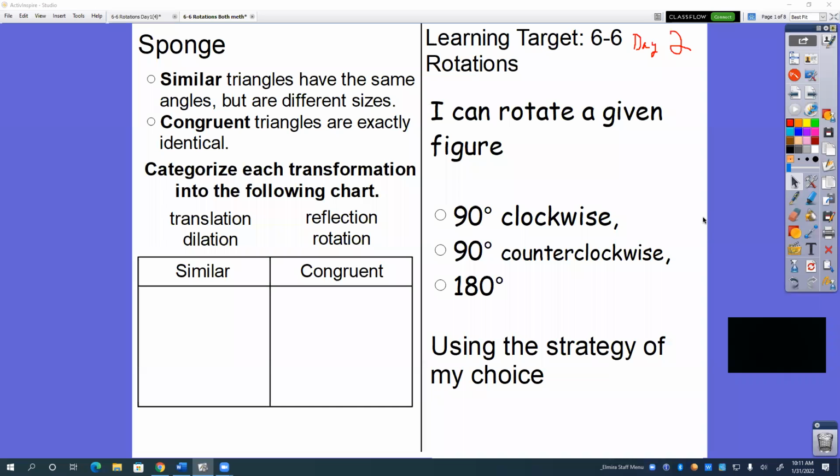Chapter 6, Lesson 6, Day 2, Rotations. Rotating 90 degrees clockwise, counterclockwise, or 180 degrees.